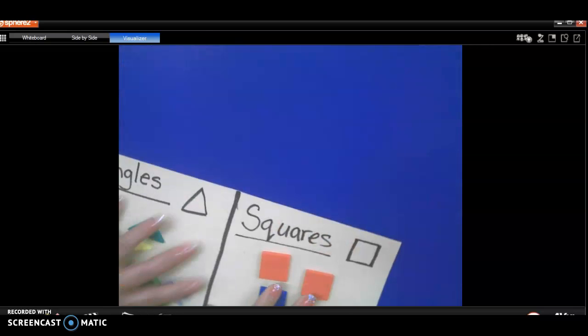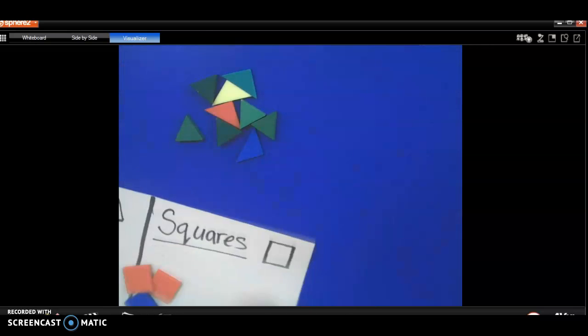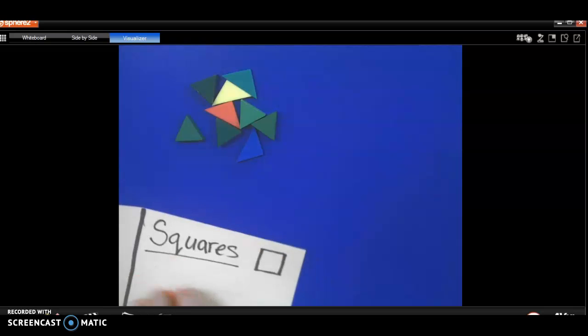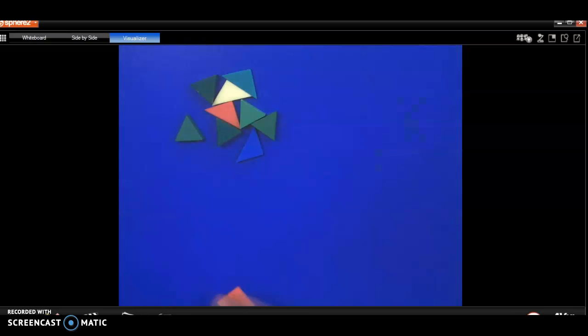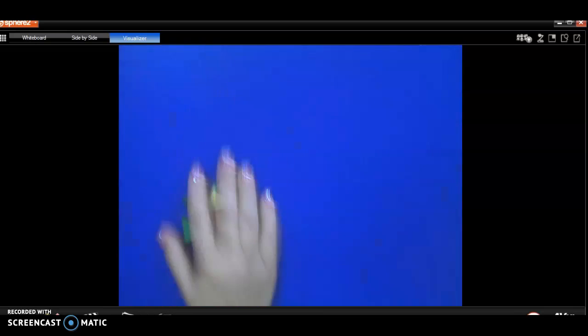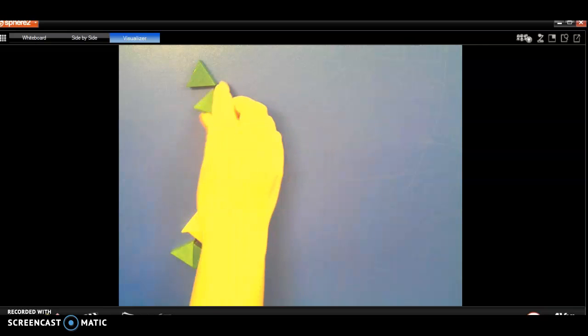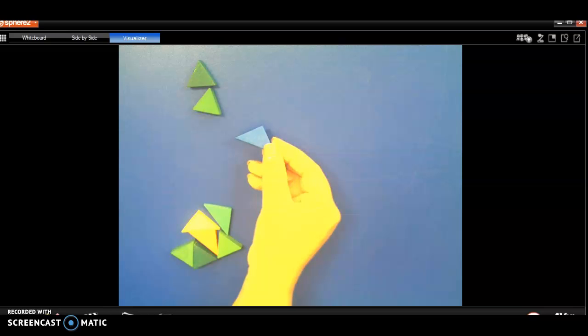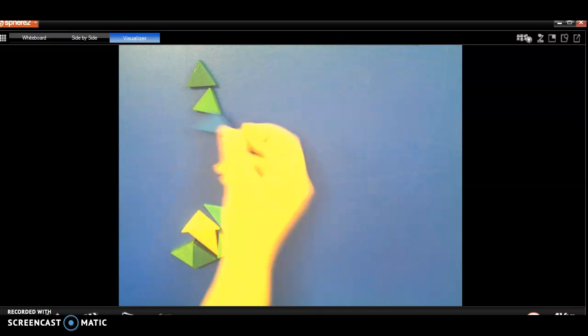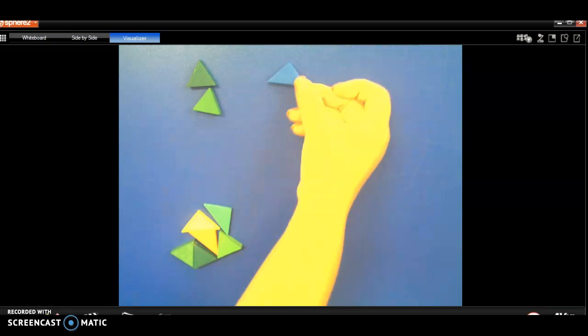So another way that I could sort them could be by colors, right? So maybe I could put, that's a green one, I can put that green one there. That's another green one, I can put them together. This one is blue. So can I put it with this one if I'm sorting by color? No, if it's by color, it has to go over here on the side.